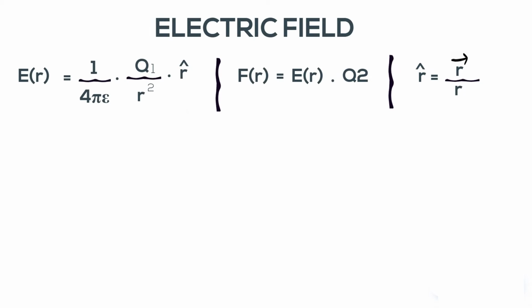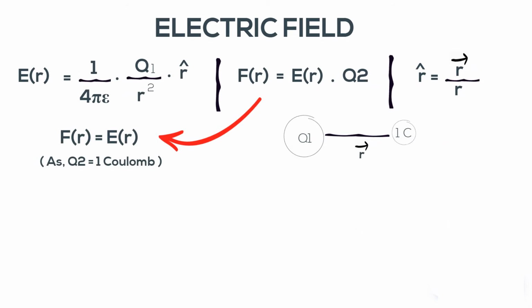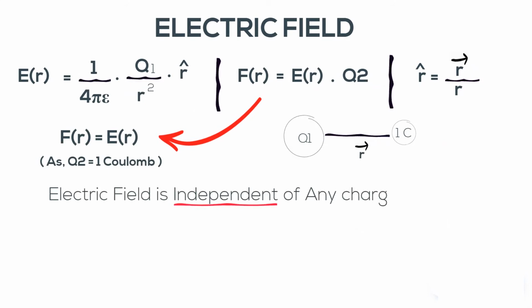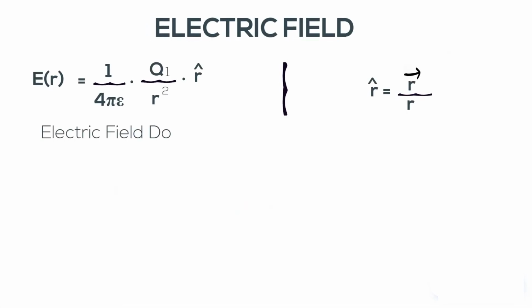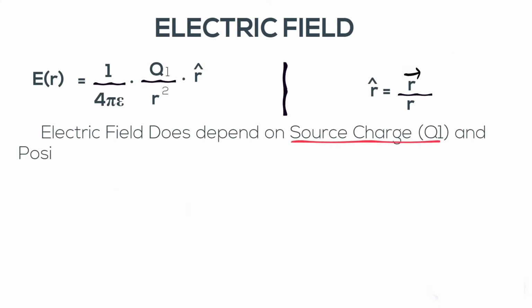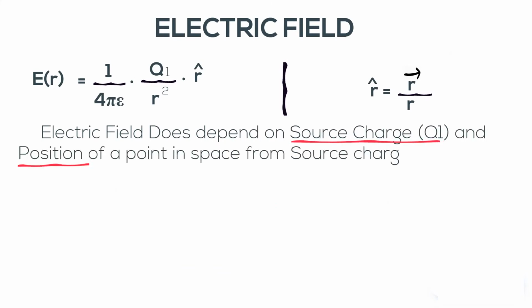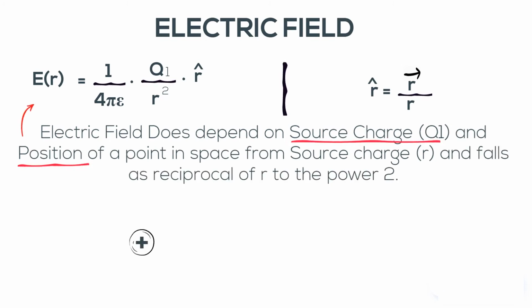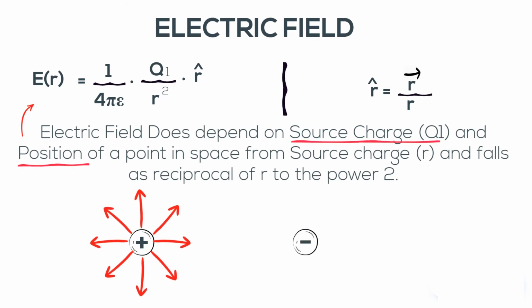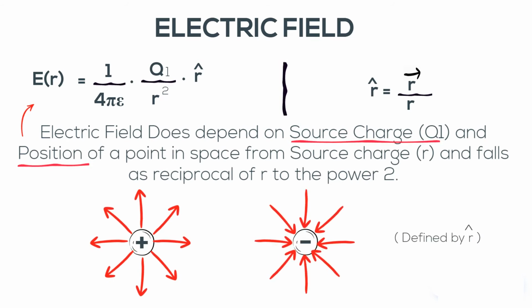Also, we can see that electric field at R is numerically equal to electric force on Q2 equal to 1 coulomb at R. The above is just for making sense. Q2 is a very small test charge and electric field is independent of Q2 as seen in its equation. As we can see, electric field does depend on source charge Q1 and position of a point in space from source charge R and falls as reciprocal of R to the power 2. Also, for positive charge, electric field's direction is radially outward and for negative charge, electric field's direction is radially inwards.